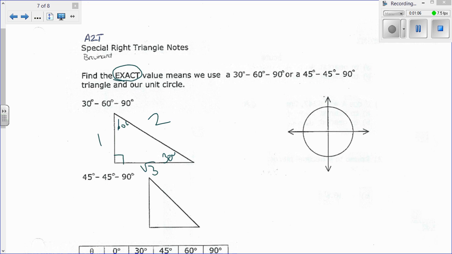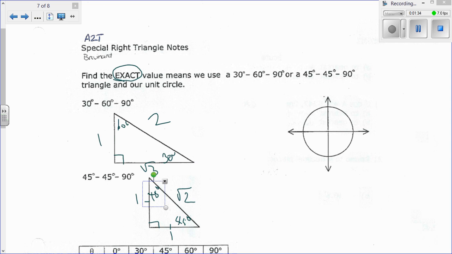In your 45, 45, 90 triangle, this is an isosceles triangle, meaning these two sides have to be congruent. So this is a 1, this is a 1, and my hypotenuse is a radical 2 this time. And if you don't believe me, all you need to do is use the Pythagorean theorem and leave out one of the sides, you'll get the third side.